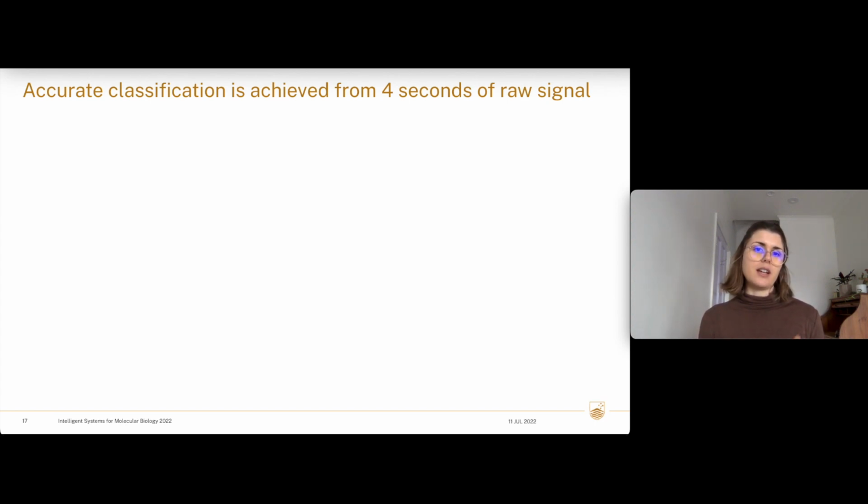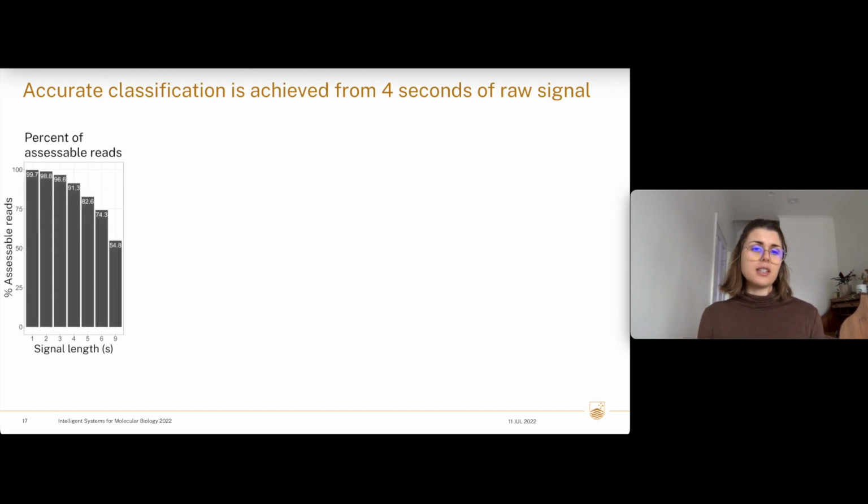So we first looked at that trade-off between input signal length and the percentage of reads that would be accessible. So you can see that that percentage starts to drop off sharply at signal lengths of 5 seconds and above. So from this perspective, a signal length of 4 seconds or below would be desirable.